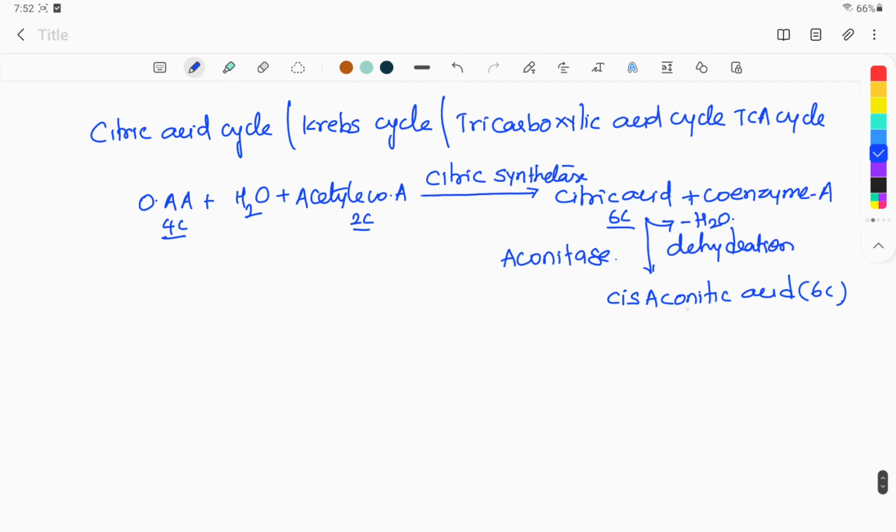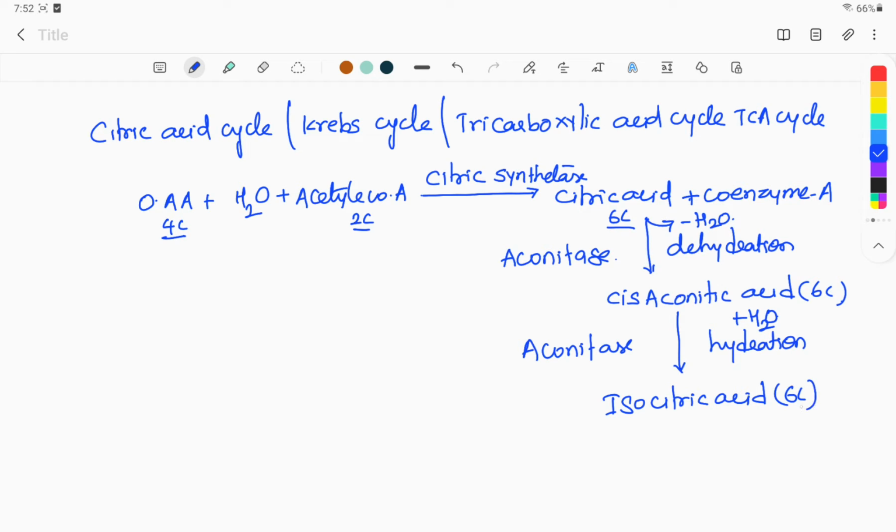Now what happens? Cis-aconitic acid will convert into isocitric acid, and here that reaction is hydration, that is addition of water in the presence of the same enzyme, aconitase. So remember, citric acid is a 6-carbon organic acid, cis-aconitic acid is also a 6-carbon organic acid, and isocitric acid is also a 6-carbon organic acid. So remember, there is no loss of carbon dioxide so far.